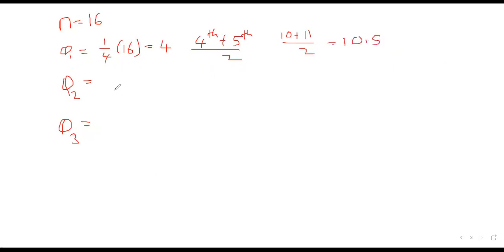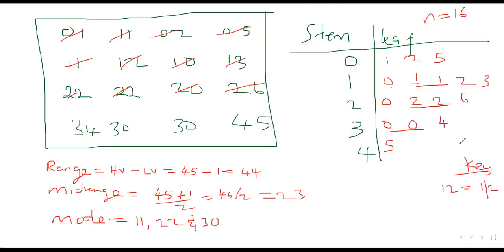I'm happy. Second quartile, somebody else? How do we find the second quartile? Half of n, which is 8. When we find 8, what do we do? Again, we add the next number, the 9, and divide by 2. So help me identify which one is the 8th and which one is the 9th.